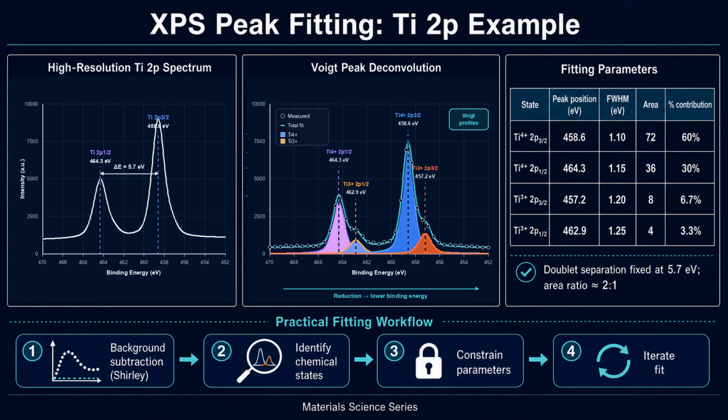The peak areas, corrected by sensitivity factors, give quantitative composition. Full width at half maximum provides information about chemical disorder. Be cautious of overfitting with too many components. The goal is the simplest model that adequately describes the data.